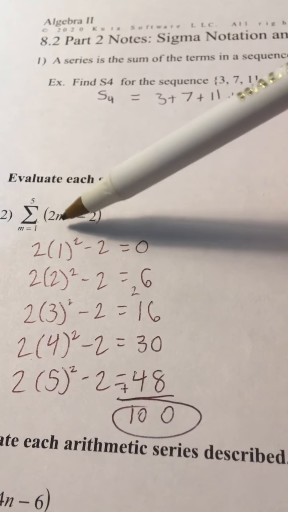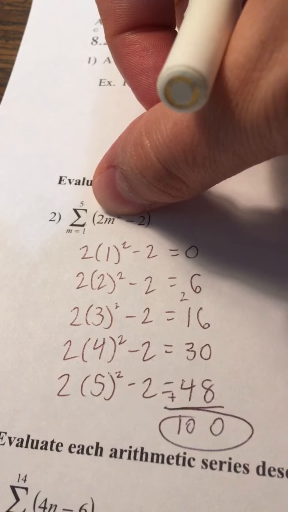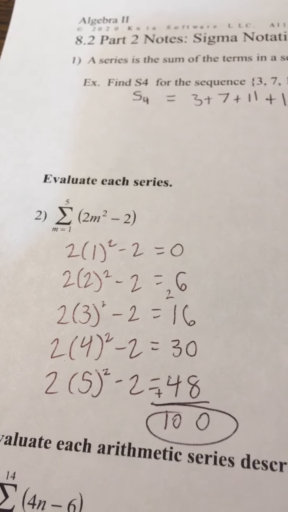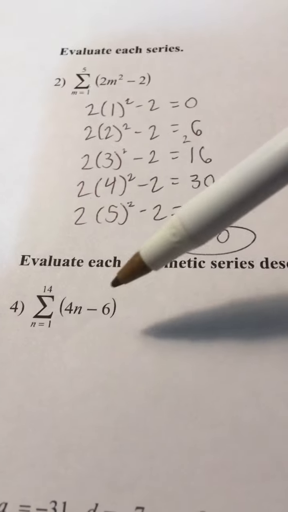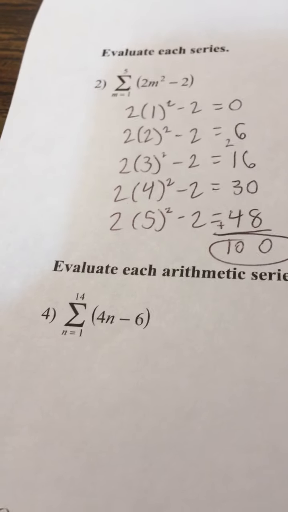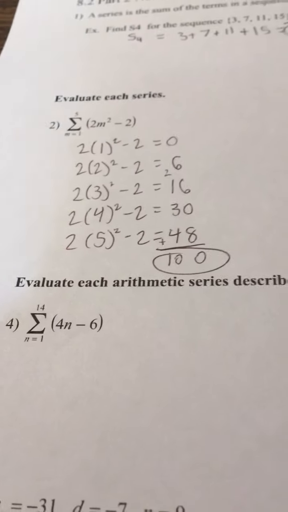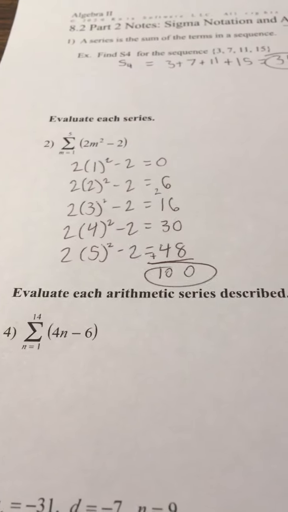Basically, if this is mx plus b, if this is slope-intercept form, like if that had just been 2m minus 2, then it would make an arithmetic series. So this one is arithmetic. I can use the formula for it now. What is that formula for arithmetic series? I'm so glad you asked.